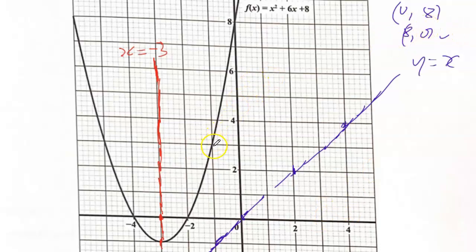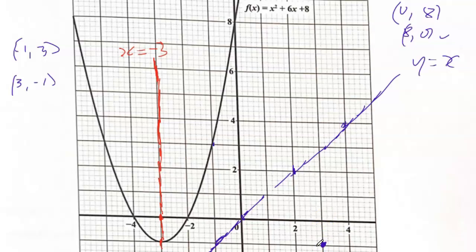This point, what's this point? This point seems to be negative 1 and positive 3. When reflected in the line y equal x, it will become positive 3 and negative 1. So the inverse will pass through positive 3 and negative 1, which would be about here.